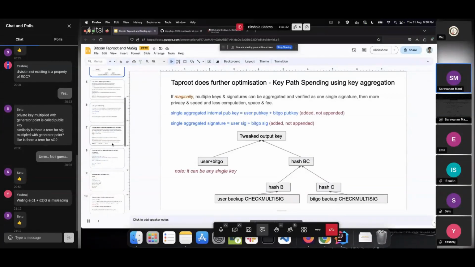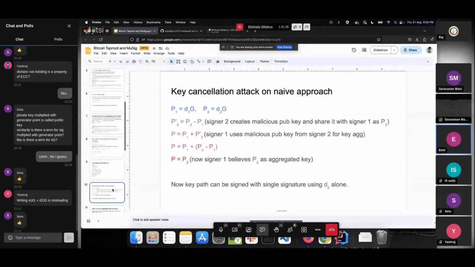So could this be why the original Bitcoin Core uses ECDSA multisig, to prevent this attack? No, not really, because this can be prevented. Yeah, that's what we're trying to do.